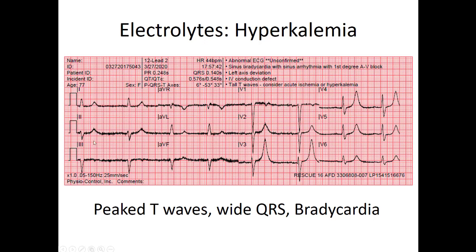And then I look for signs of ischemia. So I don't see any ST elevations or depressions. But as I'm looking at these ST segments, what do I notice? I notice really tall peaked T waves. So, oh my goodness, here I have a dialysis patient with peaked T waves and a bradycardic rhythm with a wide QRS. This is a patient I need to treat immediately.